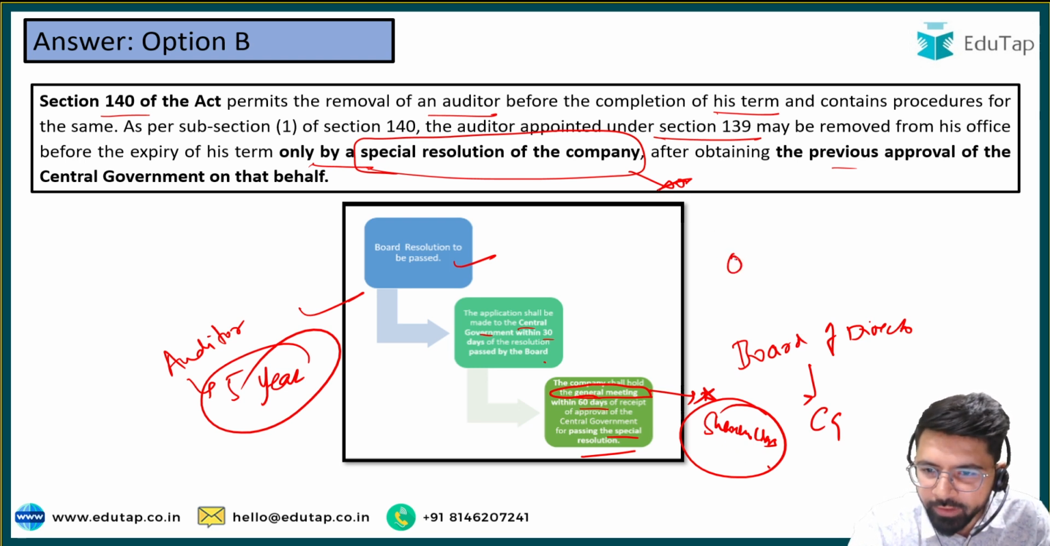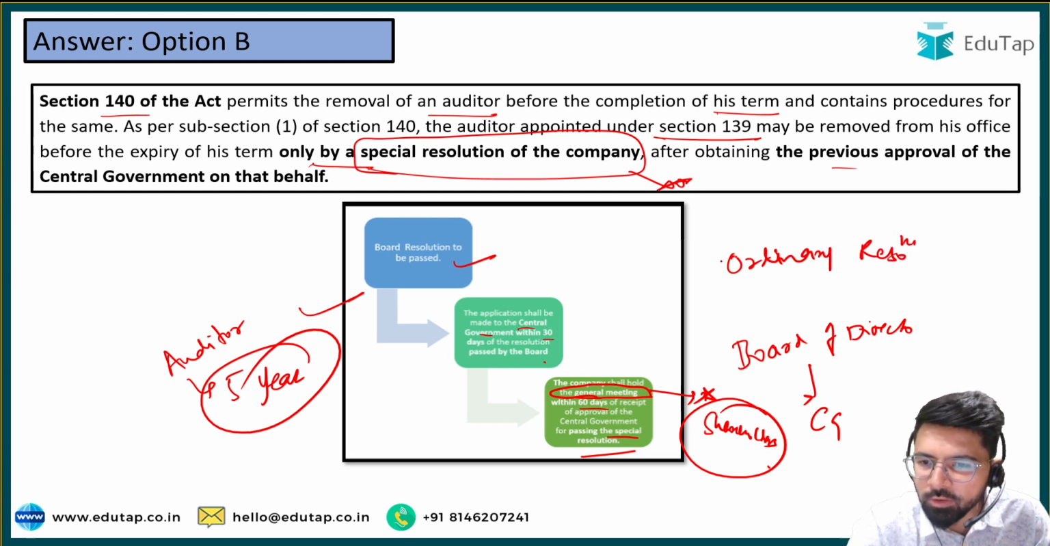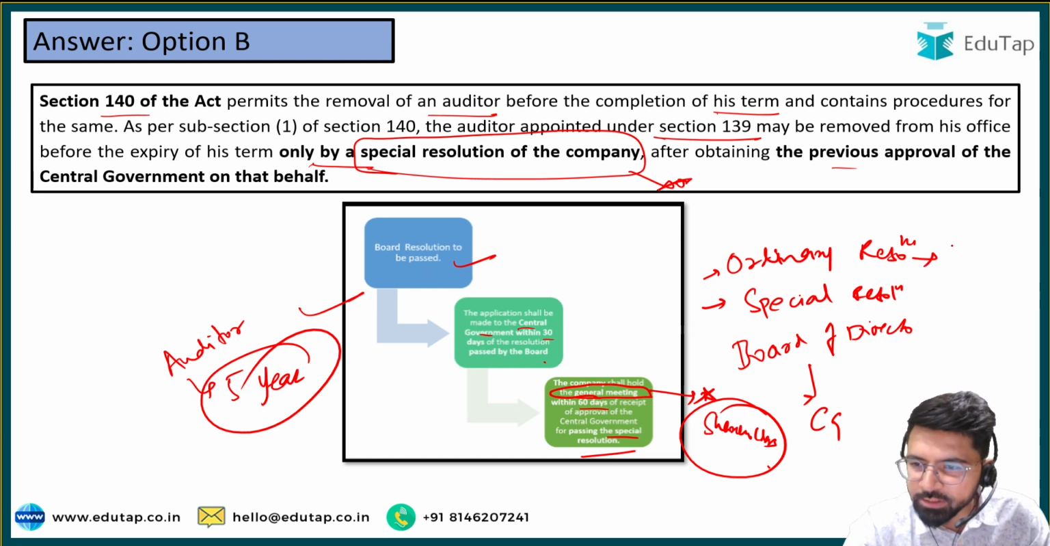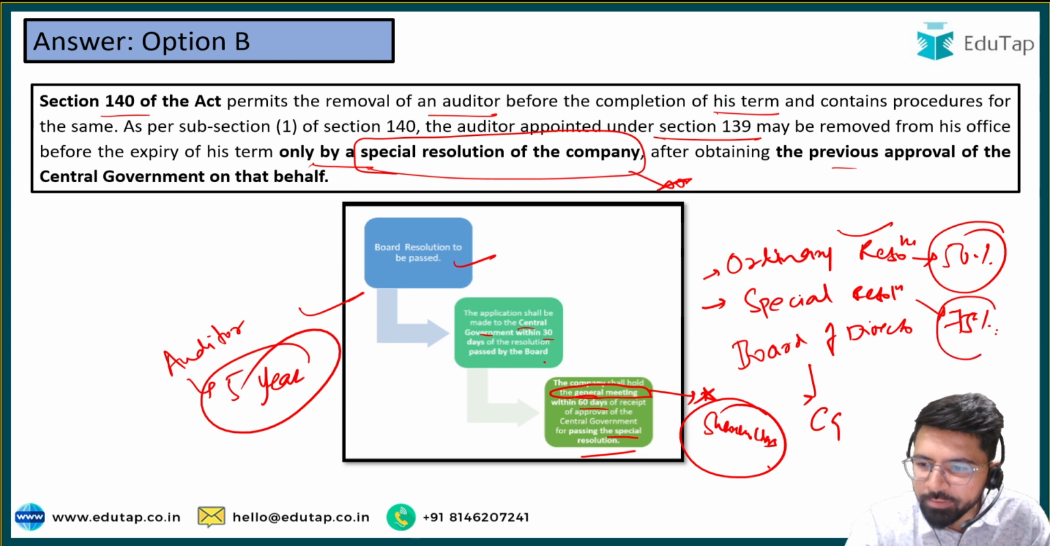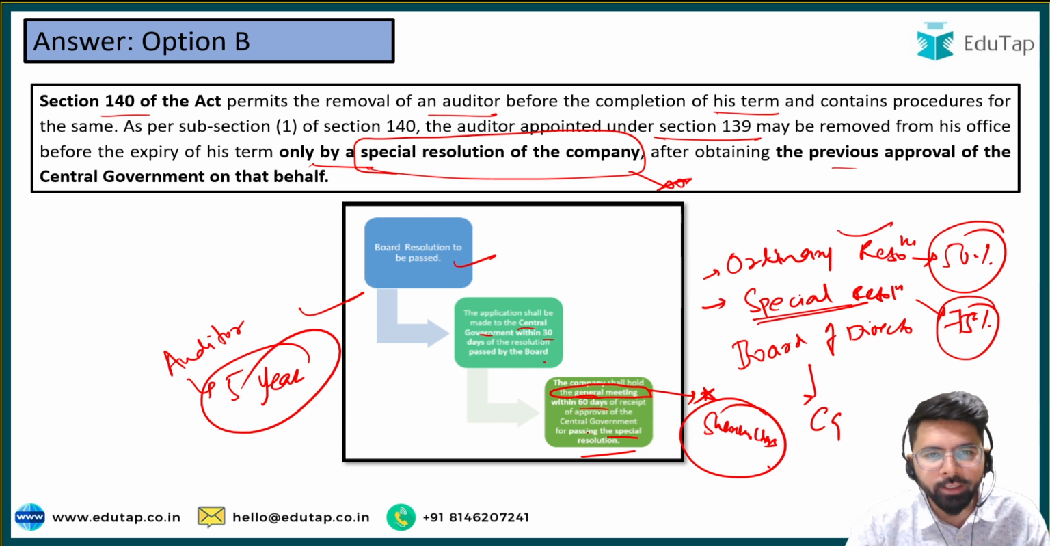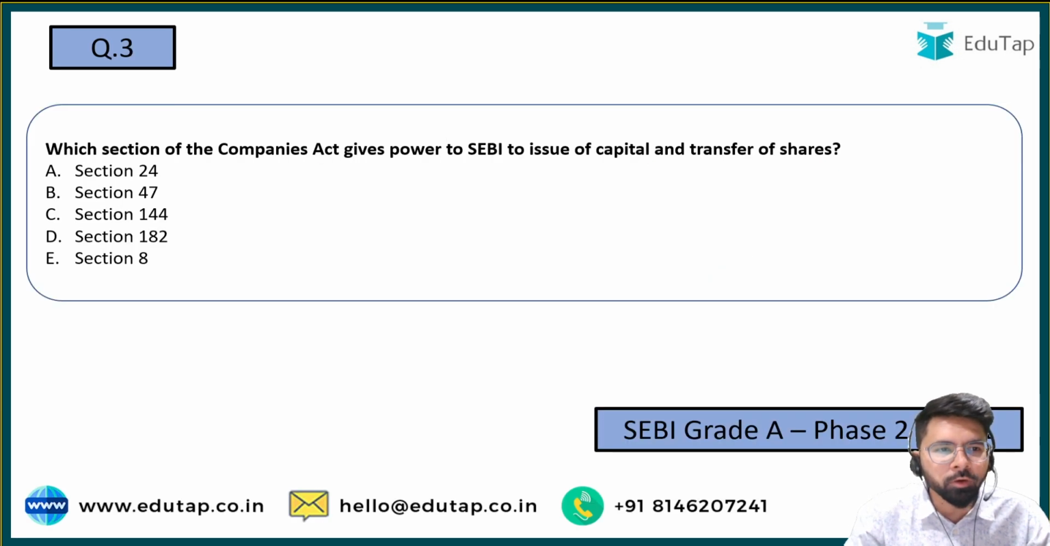There are two important terms I would like to mention to you. One is ordinary resolution, the other one is the special resolution. See, for any resolution to be passed, in the ordinary case, if 50% of the members vote for that resolution, then that resolution is considered an ordinary resolution. If the majority required is 75% for that resolution to be passed, then that is a special resolution. So in order to remove the auditor that is under discussion here, this special resolution needs to be passed by the shareholders in the general meeting. So 75% majority is required. Now moving on to the next question, friends.